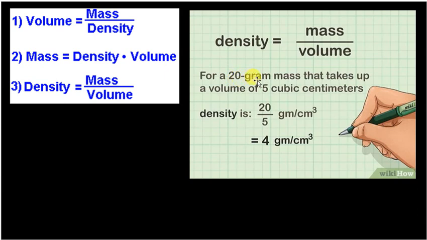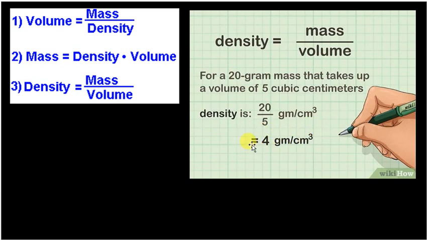So let's take a look at this example. For a 20-gram mass, this 20 goes up here on the top. So 20 divided by the volume. So what is the volume? The volume is 5. So we just do 20 divided by 5, and that gives us 4. So the density is 4.